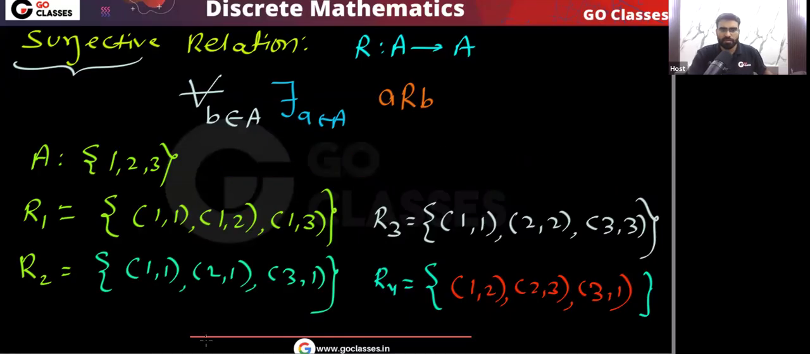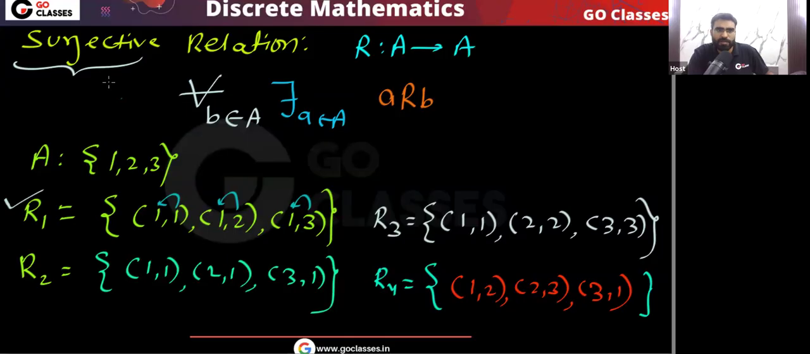Tell me the answer now. Okay, so surjective relation simply means that every element should have at least one pre-image. You can see one has a pre-image, two has a pre-image, three has a pre-image. So yes, this is surjective. R1 is surjective, yes or no? Every element has a pre-image.